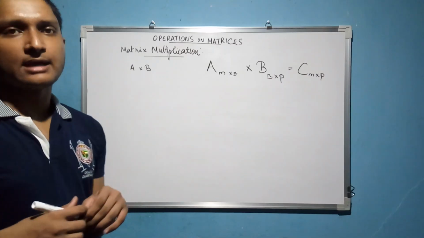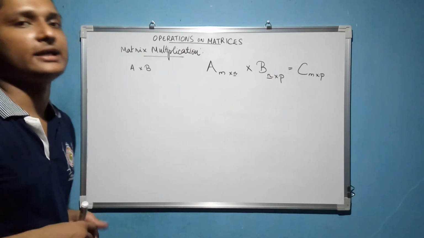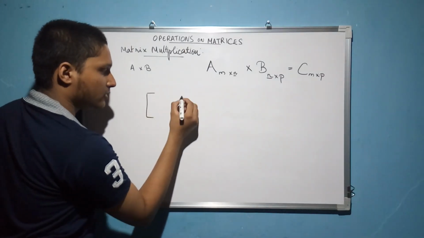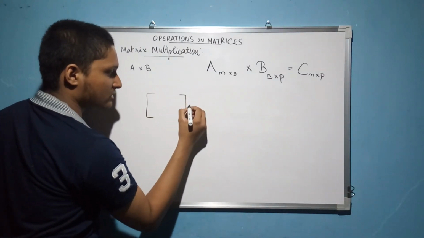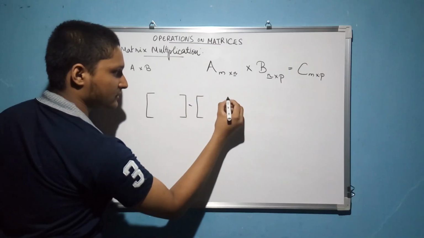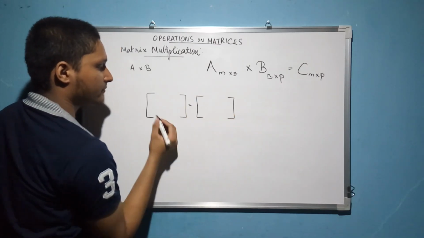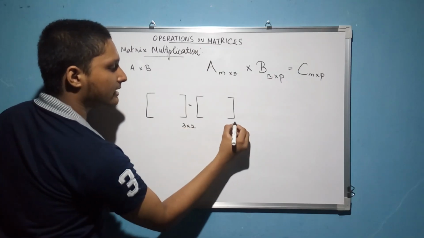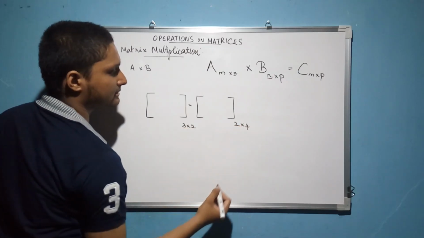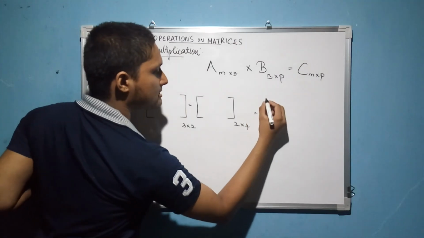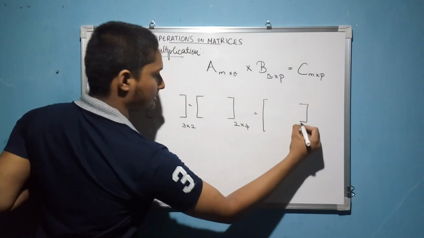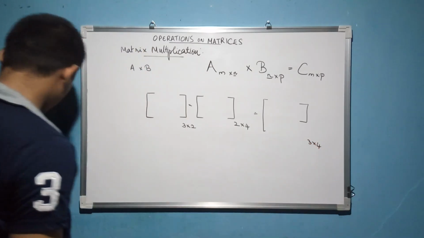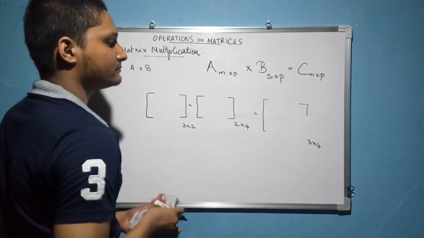So let me take one example and how it is going to be multiplied. Many a times very small errors make it to be irritating answers. So now we'll have here a 3 by 2 matrix and a 2 by 4 matrix. So at last we are going to get a 3 by 4 matrix.